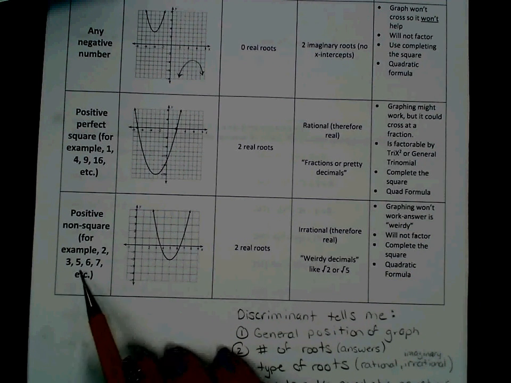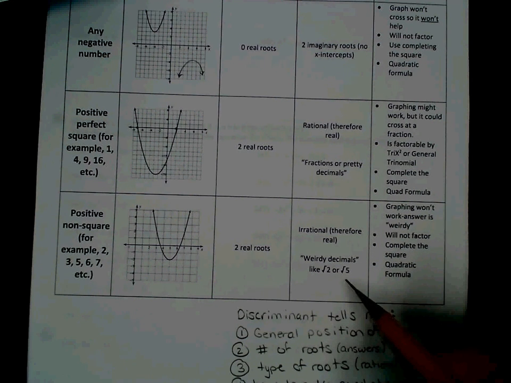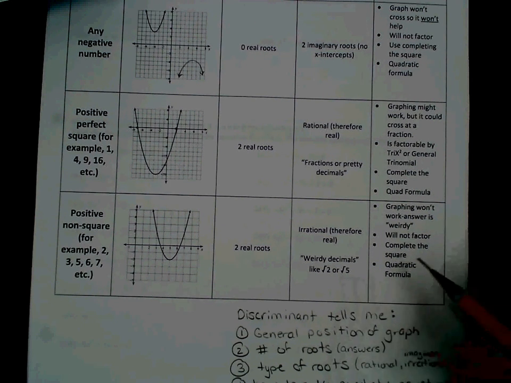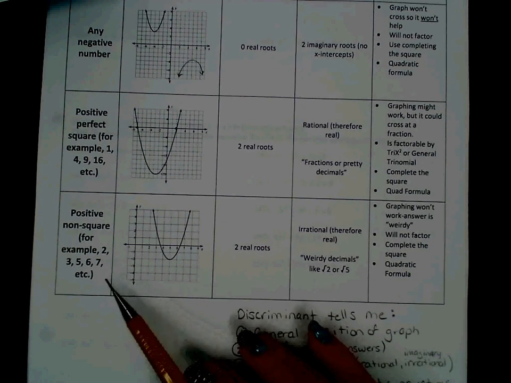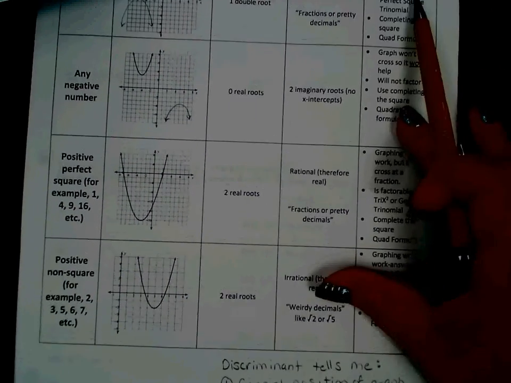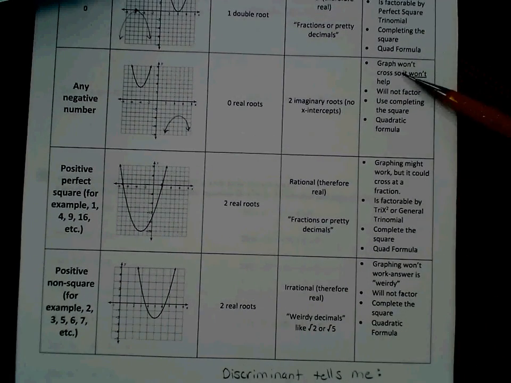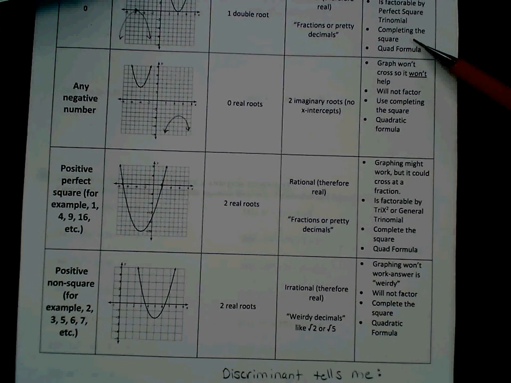If it's a positive non-square, graphing won't work because the answer is going to be weirdy, like the square root of 2 or the square root of 5 or the square root of 7. It will not factor if it's a positive non-square, but you still can complete the square or do the quadratic formula. Notice on all 4 of them, completing the square and the quadratic formula always work. Sometimes completing the square is difficult, but it will always work if you do it correctly.